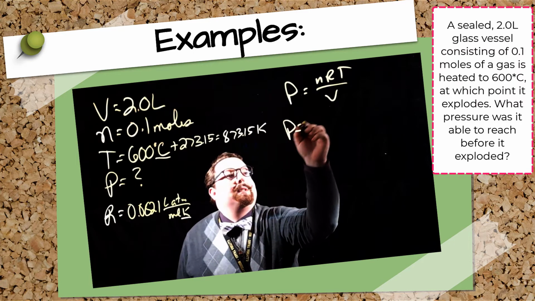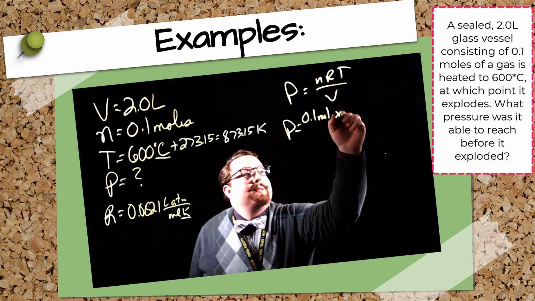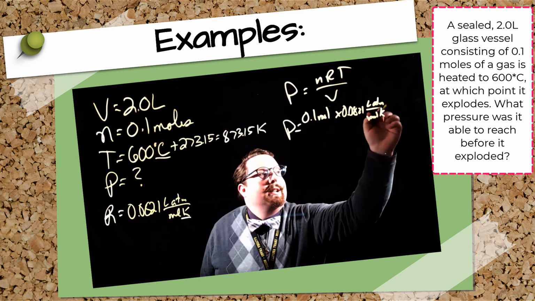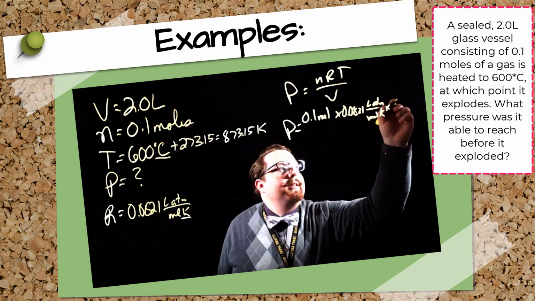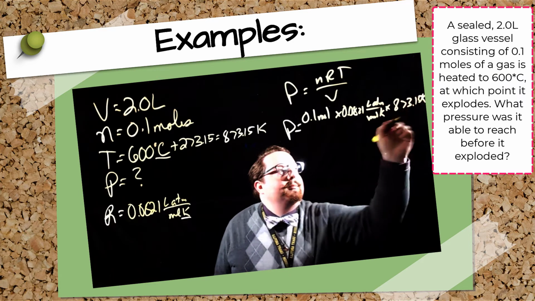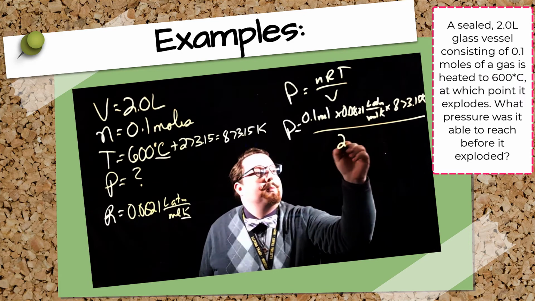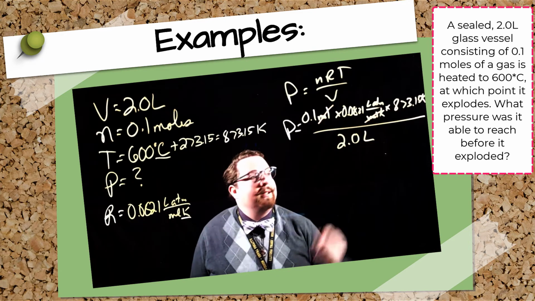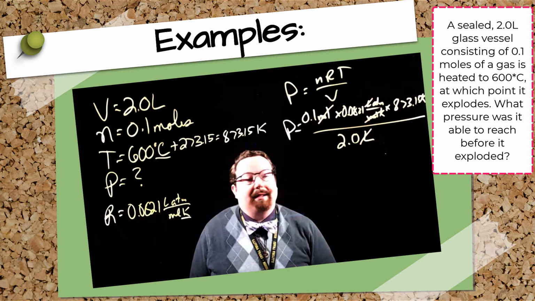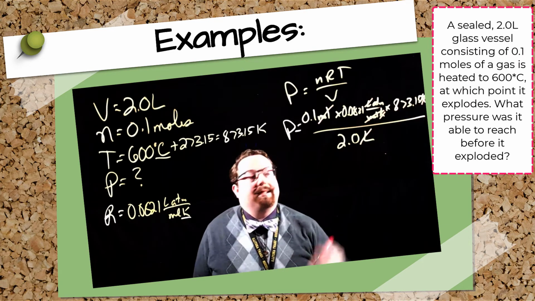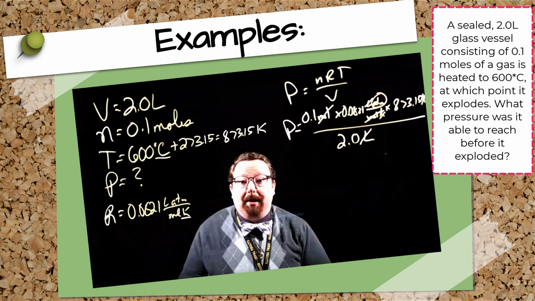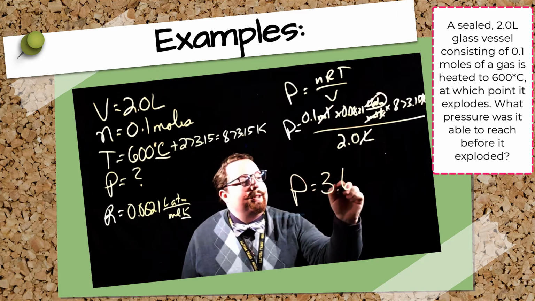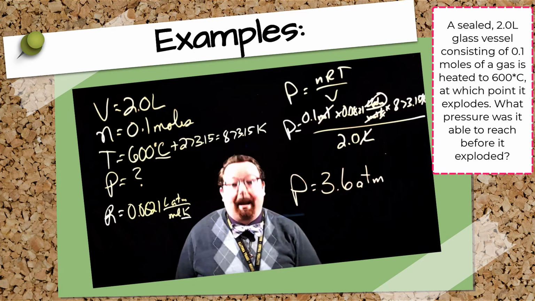We get P equals 0.1 moles times 0.0821 liters atmospheres per mole Kelvin times 873.15 Kelvin, all divided by the volume, which is 2.0 liters. Now you might notice we have moles here and moles there, so that cancels out. Liters up top, liters on bottom, so that cancels out. Kelvin and Kelvin, so that cancels out, and we're left with atmospheres, which is the unit of pressure, and that's what we're looking for. When you punch those numbers into the calculator, you should get that the pressure before the vessel exploded was about 3.6 atmospheres.